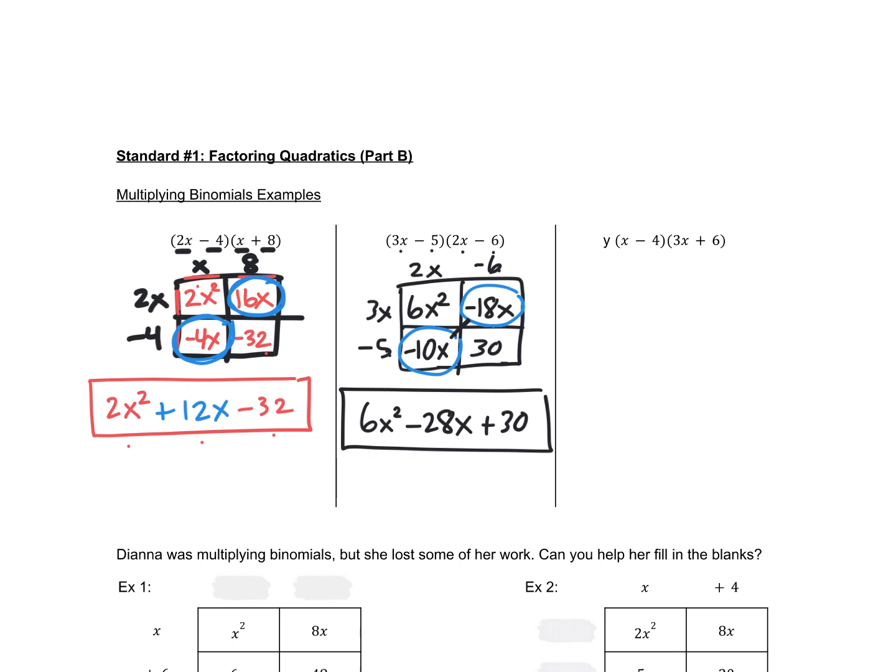Okay, for this last one, I actually want you to cross off this y. I don't want to deal with that y out front. I want you to just practice. And I'm going to set this up, but I want you to try this one on your own. So here's x minus 4 and 3x plus 6. So pause the video and try that one on your own.